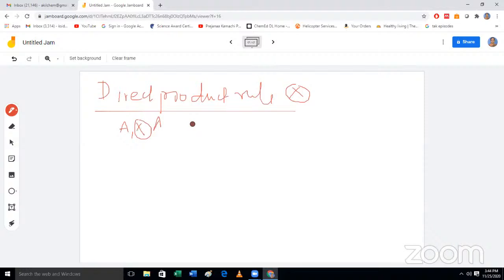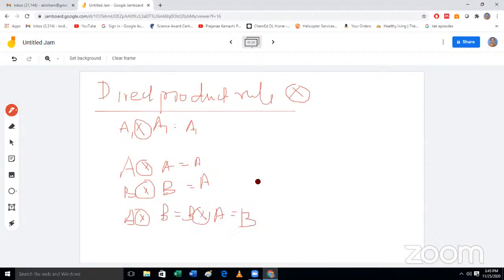Okay, A direct product A is A, B direct product B is A, and A direct product B is equal to B direct product A is equal to B.